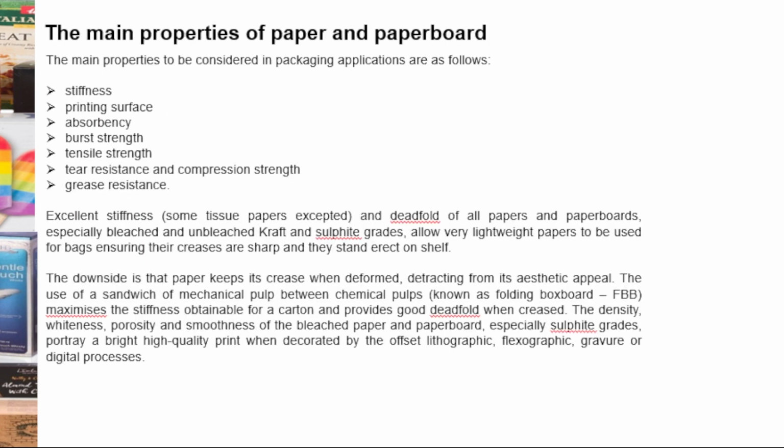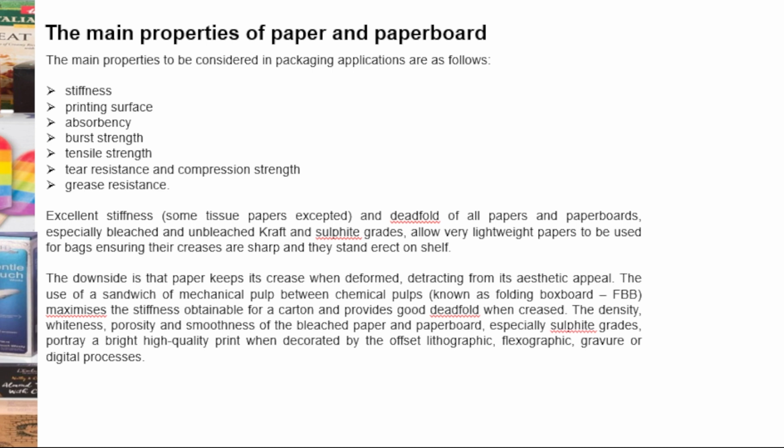The main properties of paper and paperboard to be considered in packaging applications are as follows: stiffness, printing surface, absorbency, burst strength, tensile strength, tear resistance, compression strength, and grease resistance. Excellent stiffness and dead fold are accepted in all papers and paperboard, especially bleached and unbleached kraft and sulfite grades, which allow very lightweight papers to be used for bags, ensuring their creases are sharp and they stand erect on the shelf.